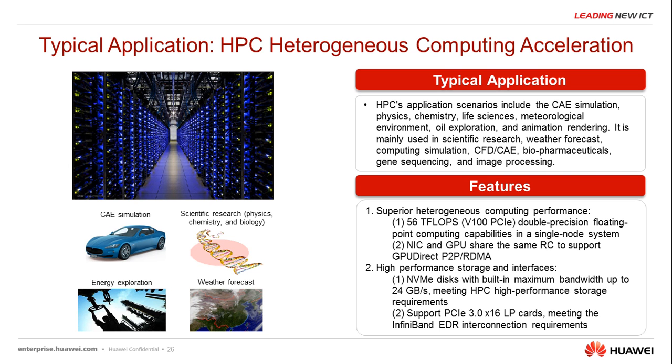HPC is also a main scenario for G-series heterogeneous servers. HPC application servers include CAE simulations, physics, chemistry, life sciences, meteorological environmental science, oil exploration, and animation rendering. It is mainly used in scientific research, weather forecast, computing simulation, CFD or CAE, biopharmaceuticals, gene sequencing, and image processing.